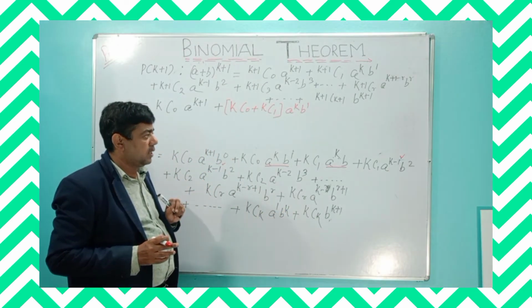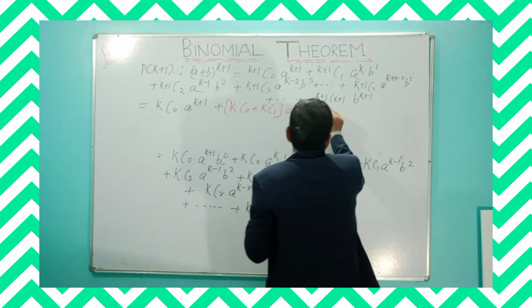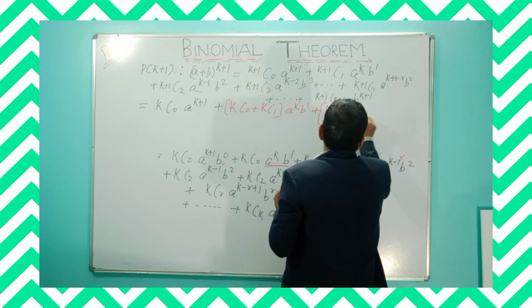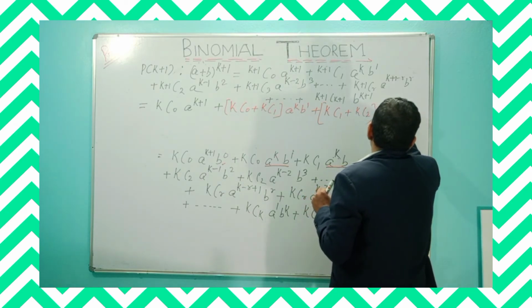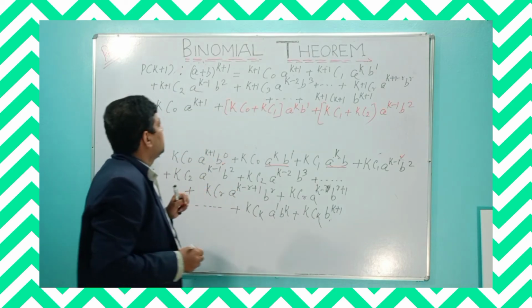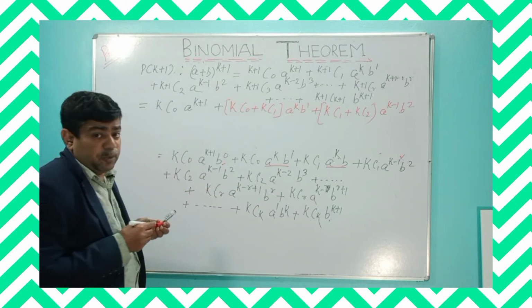So it is a common factor we can bring. Okay, so write down here. Here you get kC1 plus kC2, and it will be a to the power k minus 1, b to the power 2, right? Understand? Are you getting my point?